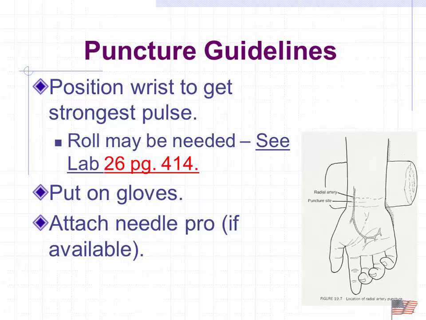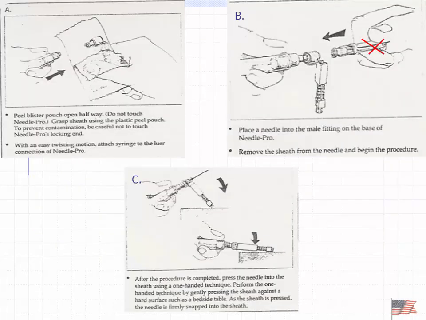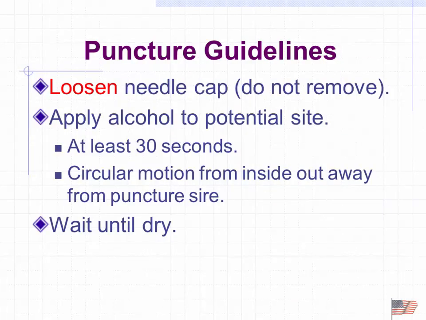So we're going to position the wrist. Again, you can use a roll if needed. Get your gloves on, attach the needle probe or whatever other device we talked about that we're going to be utilizing. We'll go ahead and attach the needle and loosen the needle cap. Apply alcohol to the site. Wait at least 30 seconds.